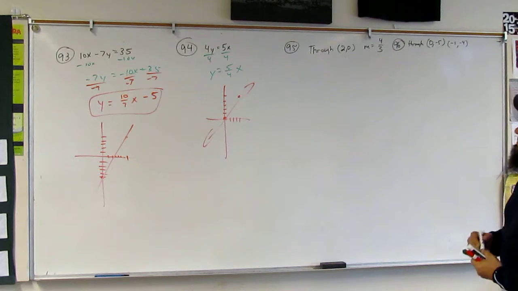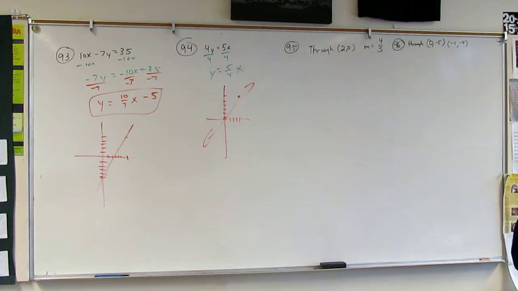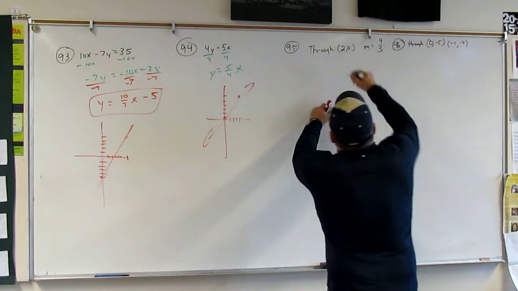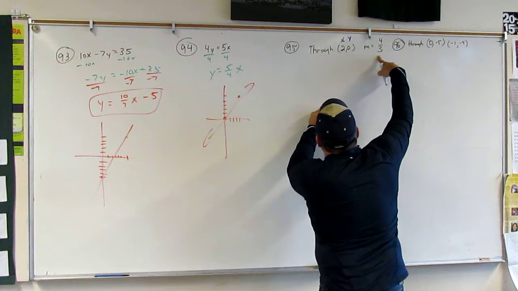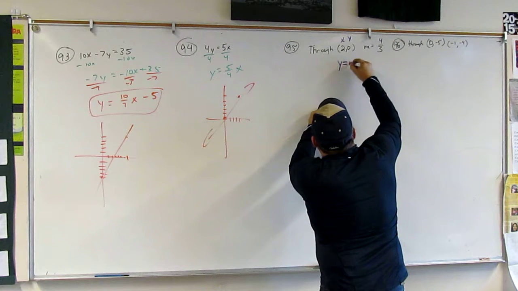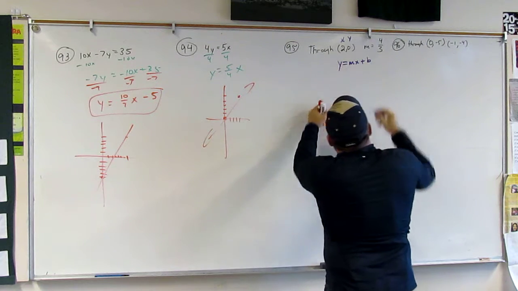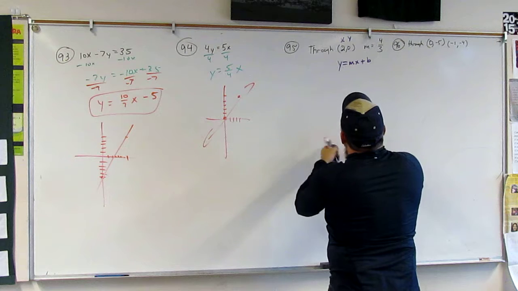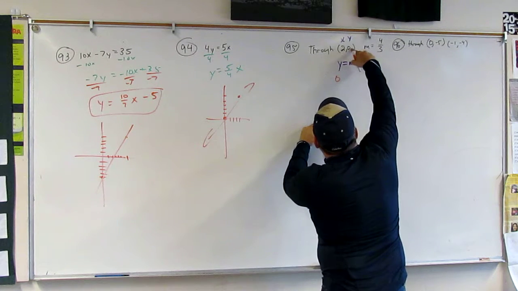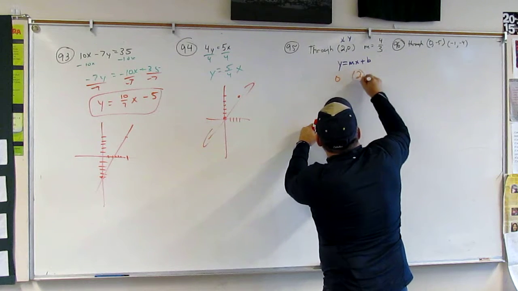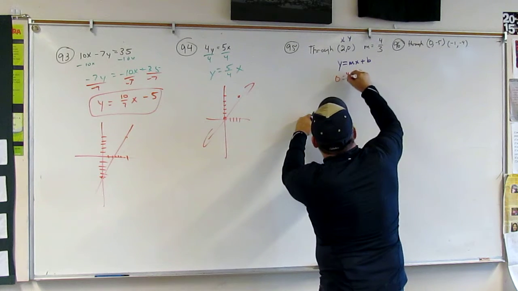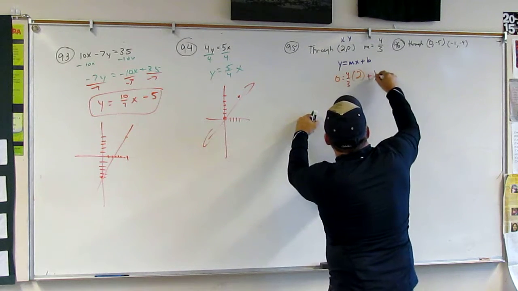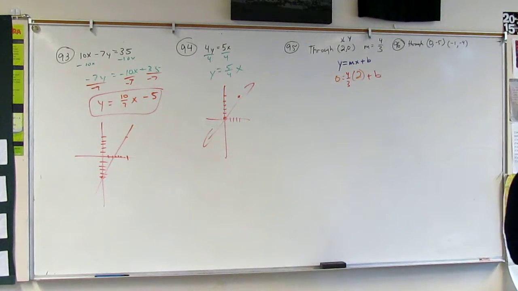The next one, a little bit harder. Okay? But remember, this is x. This is y. This is the slope. So y equals mx plus b, right? Y is 0. X is 2. M is 4/3. And then plus b. We don't know what b is. That's what we're trying to find.